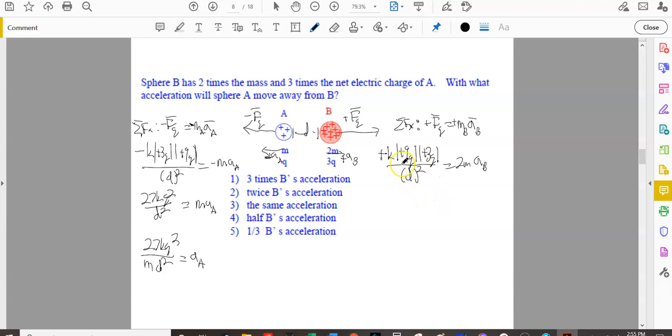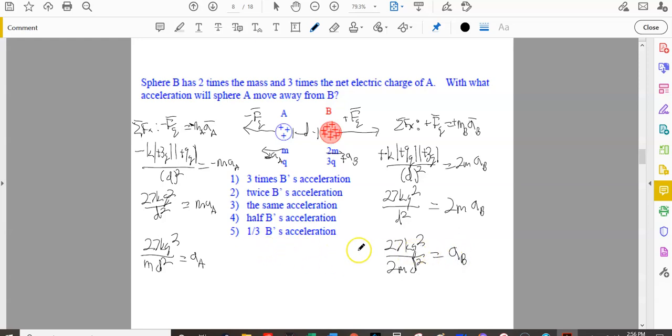Well, this is again k times 27 kq squared over d squared is going to be equal to 2m times its acceleration. Divide both sides by 2m, and I'm going to get 27 kq squared over 2 m d squared, which is the acceleration of B.